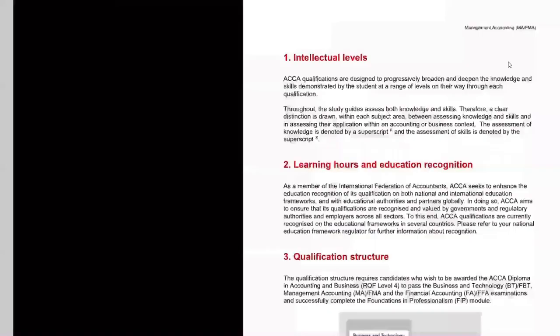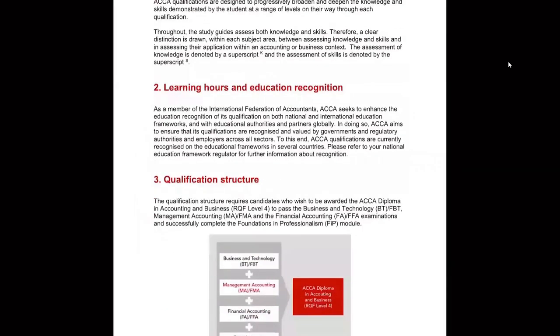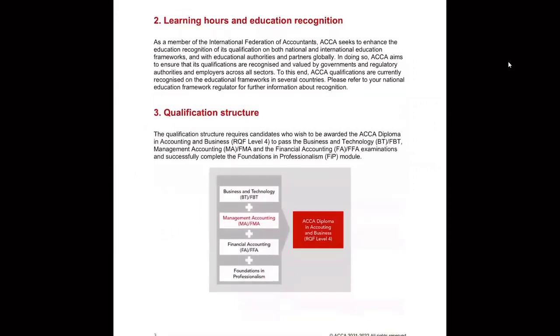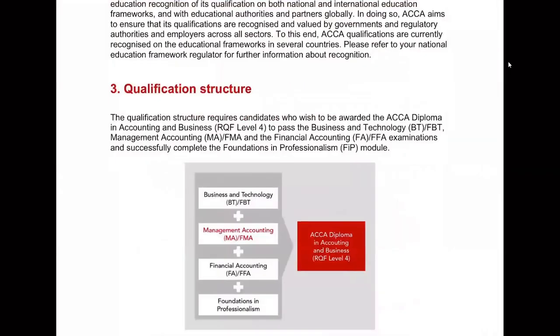So moving on, we will see the qualification structure. To get the diploma in accounting and business for ACCA, you need to pass this paper, business and technology. So refer to my video, intro to business and technology, where I've explained about this course, which is also F1. Now we are studying F2, management accounting. After that, financial accounting, F3, and then the courses of foundations and professional, which I will explain later in my video.